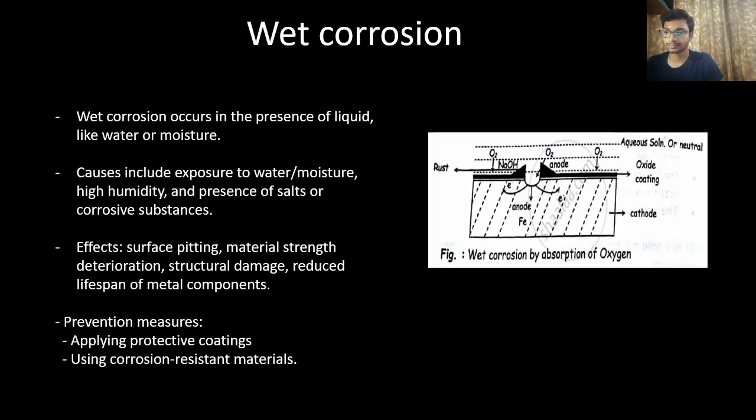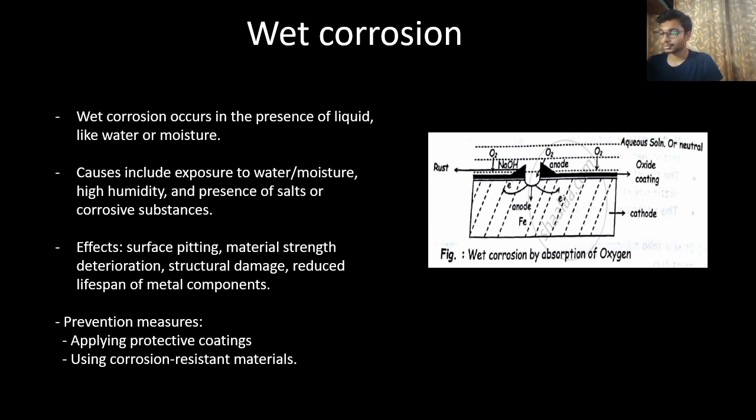Wet corrosion. Wet corrosion is a type of corrosion which occurs in the presence of a liquid, such as water or moisture. It is a common form of corrosion and can cause significant damage to metals and other materials. Wet corrosion can be caused by factors such as exposure to water or moisture, high humidity, presence of salts or other corrosive substances in the liquid.